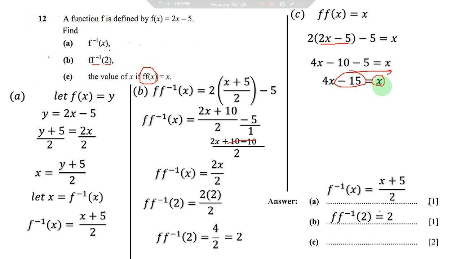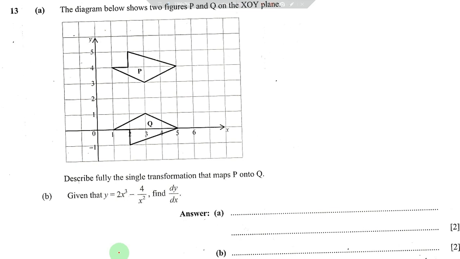Then the x has to cross to the other side as well. So we'll have 4x minus x equals 15. Then we'll have 3x equals 15, divided by 3, because we want to remain with x. So this and this will give us a 1. 1 times x will just be x. 3 into 15 is a 5. So the final answer there is x equals 5. Okay. You go to question 13.